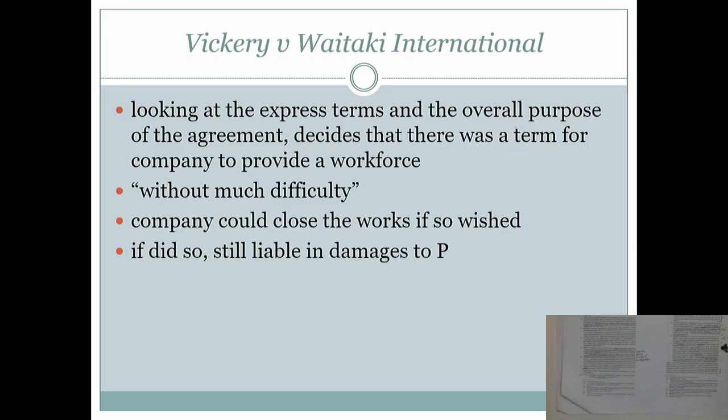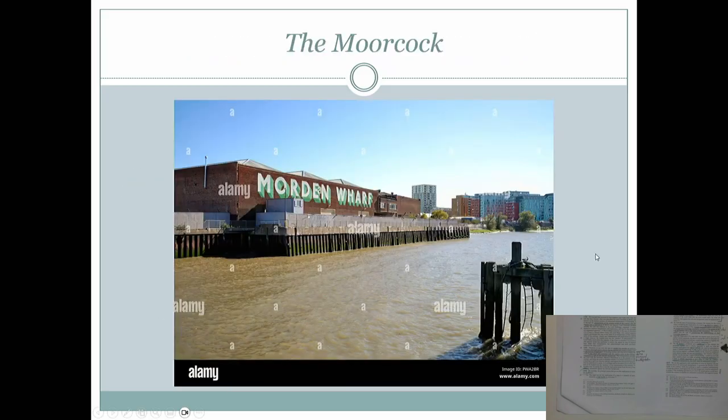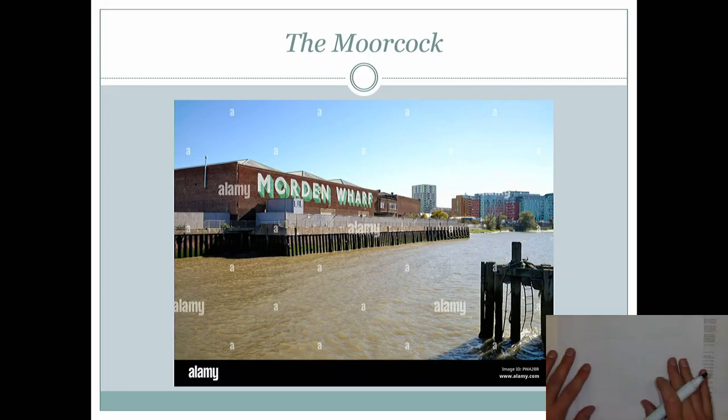Yeah, good questions. Any other questions at all? Okay. I want to move on relatively quickly because I do want to get through the rest of the course today. The Moorcock. It's one of the seminal implication cases, and I will indulge some of my artistic skills to demonstrate what happened. If I can find a blank piece of paper, which I can't. What happened in the Moorcock? Okay. Can you see? Great.